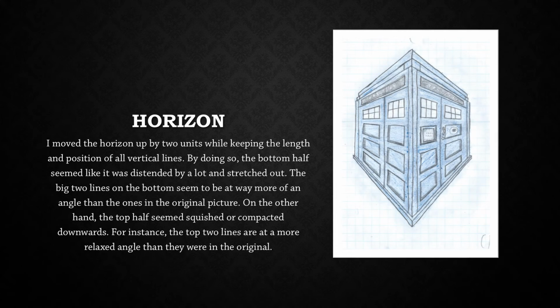This is my version of the original picture by moving the horizon up by 2 units. I kept the length and position of all vertical lines intact. By doing so, the bottom half seemed like it was distended by a lot and stretched out. The big 2 lines on the bottom seemed to be at way more of an angle to each other than the ones in the original picture. On the other hand, the top half seemed squished and compacted downwards in comparison to the original. For instance, the top 2 lines are at a more relaxed angle than they were in the original.